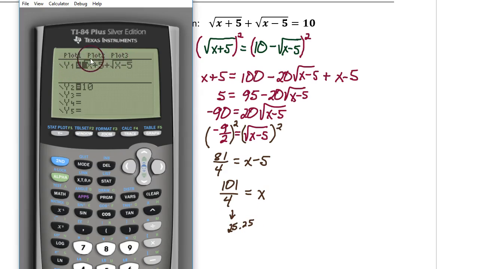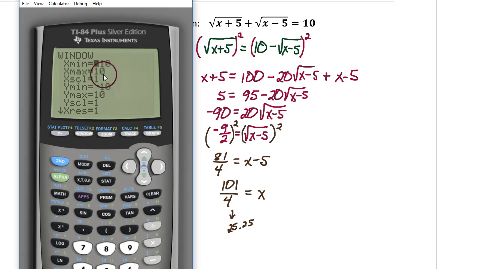For y1, I've inputted the left side of the original equation from the bell work. For y2, I put in 10. With the window settings that we have, we can't see the point of intersection between this curve and the horizontal line crossing at 10. But we weren't expecting to because we think the answer for x is 25.25, and the x-axis only counts over to 10. So we need to change our window settings.